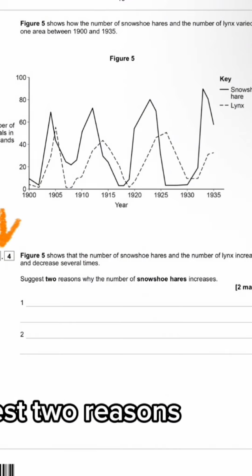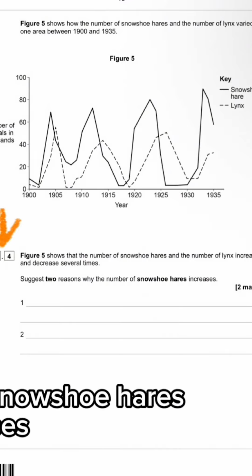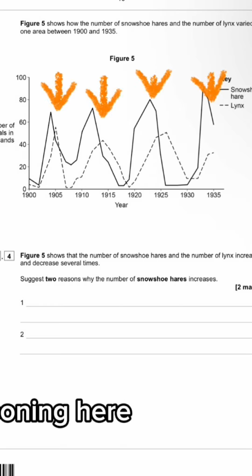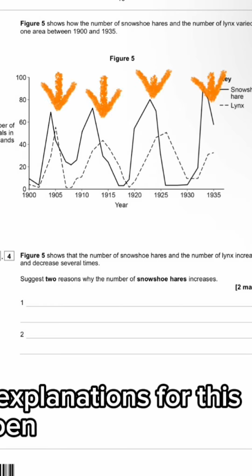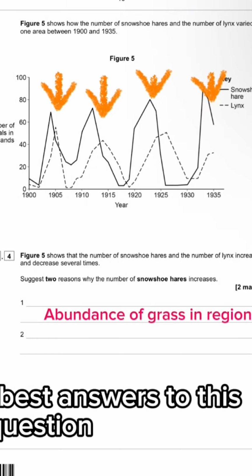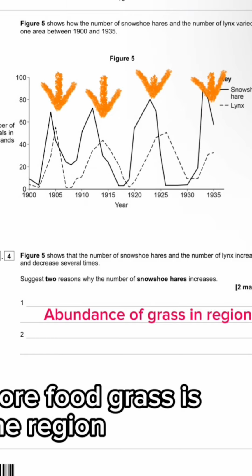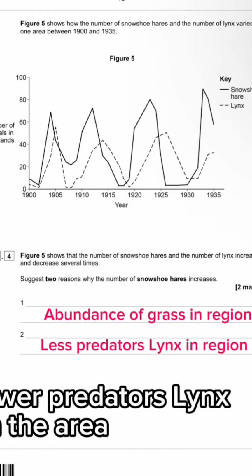If you read this question, it asks you to suggest 2 reasons why the number of snowshoe hares increases. Use logical reasoning here, that there are 2 likely explanations for this to happen. What are they? Which are best answers to this ecological question? The answer is, firstly, more food, grass, is available in the region. Secondly, less predation means fewer predators, lynx, are present in the area.